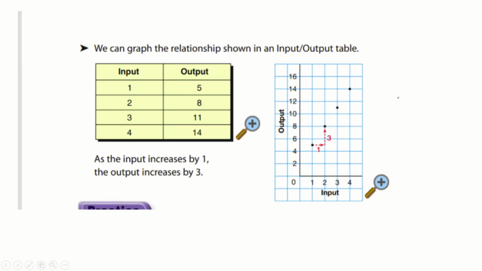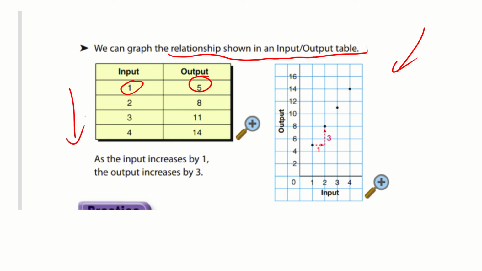Okay, the last thing you can do, and it's kind of like the other one, all right, is we can graph the relationship shown in an input-output table. So here, okay, my input's 1 and my output's 5, all right? We can see that our input increases by 1, and here our output increases by 3, okay? So here, guys, if I was to say what is my input-output machine relationship up top, we go up by 3, so it's going to be times 3 plus 2.